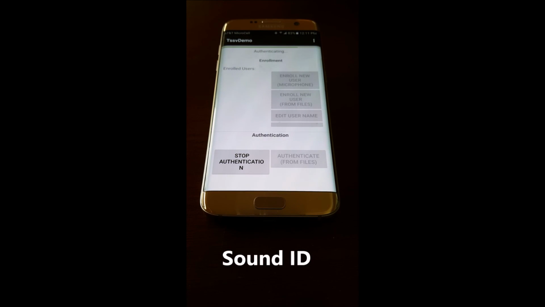This is Sensory's Sound ID technology, combining voice triggers as well as sounds around the home. We could expand this for things like dog barks, glass break, security system alarms, and others. This is only from Sensory.